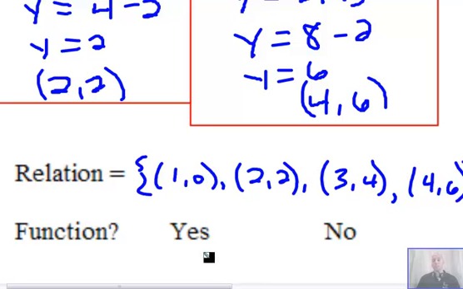Is this a function? It is, because if I put a 1 in, I only get one response. That's a 0. If I put a 2 in, I only get one response. I put a 3 in, I only have one choice. I put a 4 in, I only get one choice. Yes, this is a function.